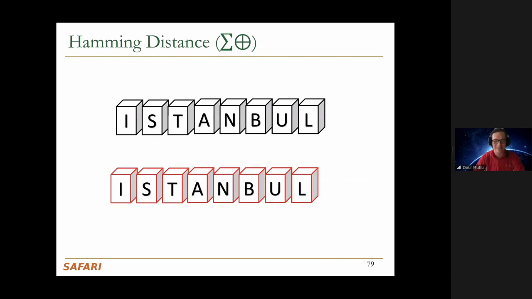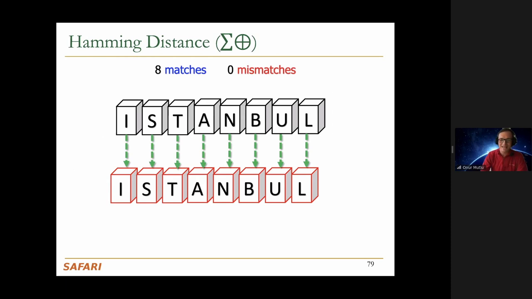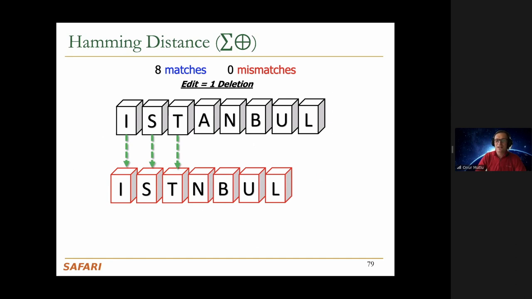Essentially, we're going to align two strings. This is one of my favorite cities in the world. Basically, the Hamming distance of these two strings, Istanbul and Istanbul, is clearly a bitwise comparison, right? Well, character-wise comparison in this case. You have 8 matches. Now, let's take a look at what happens if there was one deletion, deletion of A in the second string. If you compute the Hamming distance, assuming you do padding, of course, you get only 3 matches and 5 mismatches, which is clearly bad, right?